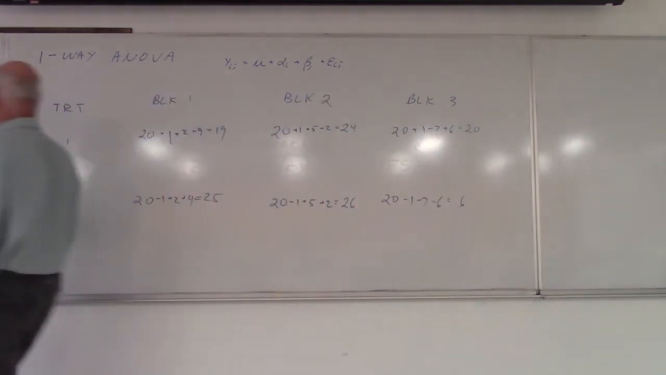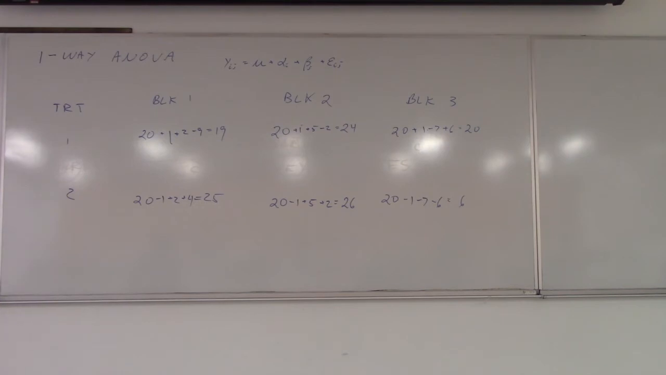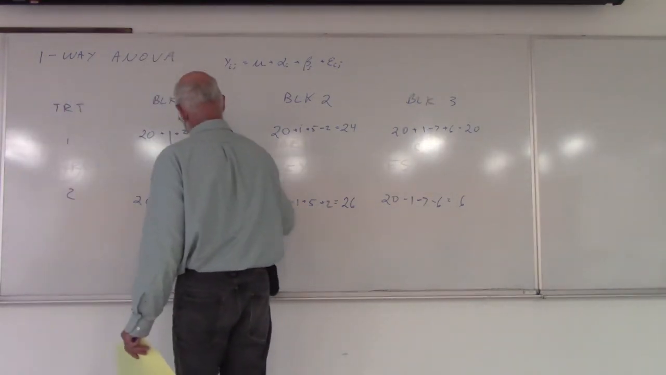So now let's graph those. So treatment one, we get 19, right there, then 24, it's up there, and block three is 20, so we're right there. So there's treatment one. Now let's do treatment two, we get 25, we're up there, 26, we're up there, and the last one is six, whoops, we're way down there. Notice the lines cross. So we have an interaction term. What's different? That thing right there.